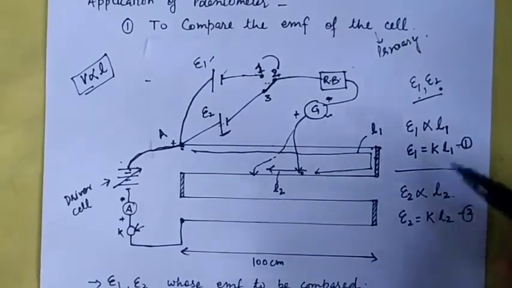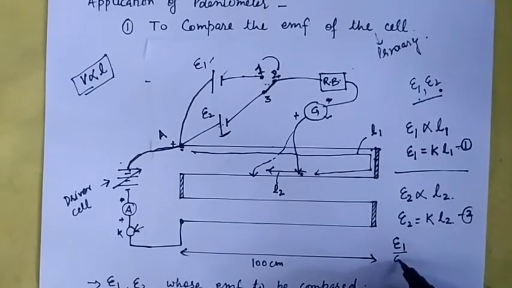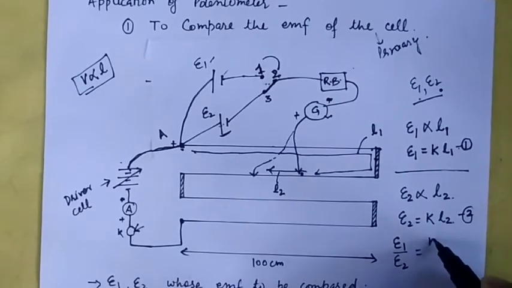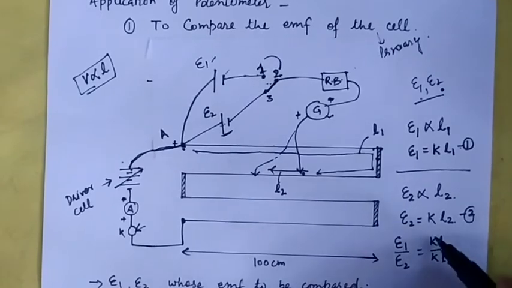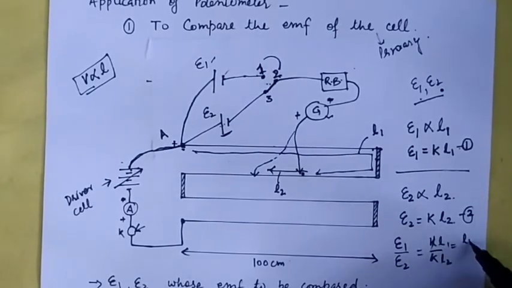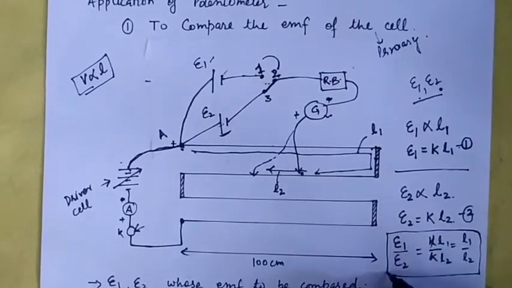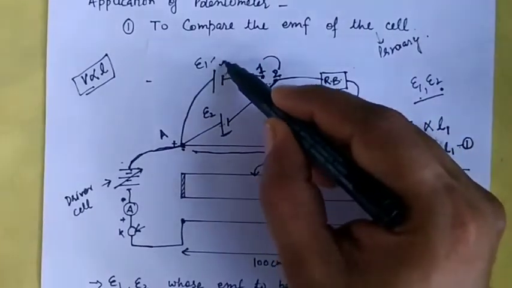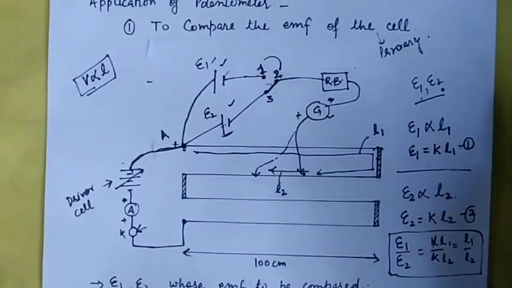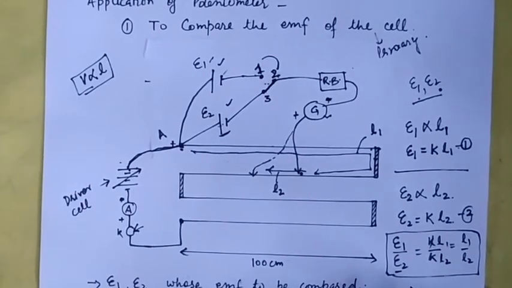If you compare these two equations, if we divide 1 by 2, you will get E1 divided by E2 is equal to KL1 divided by KL2. K gets cancelled out, you are left with L1 divided by L2. So by knowing the values of L1 and L2, we are able to compare the EMF of these two cells. Further, if you know the EMF of any one cell, we can find the EMF of the other cell.